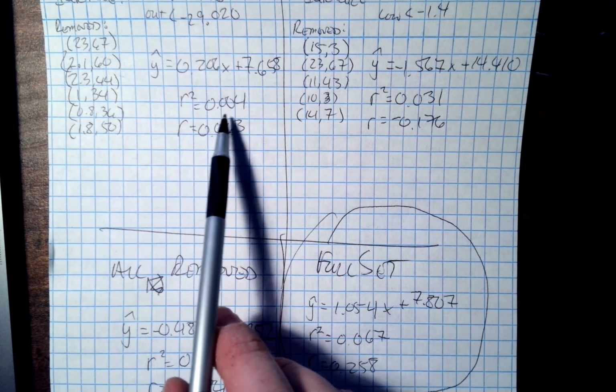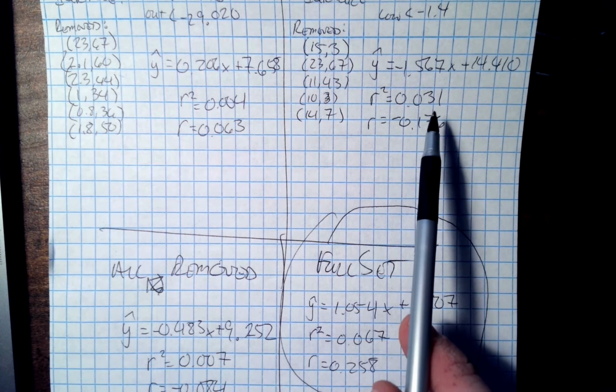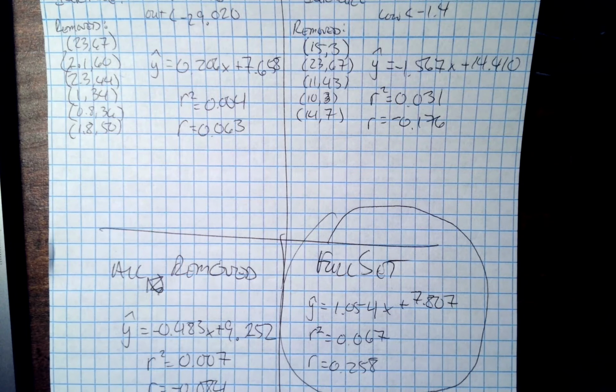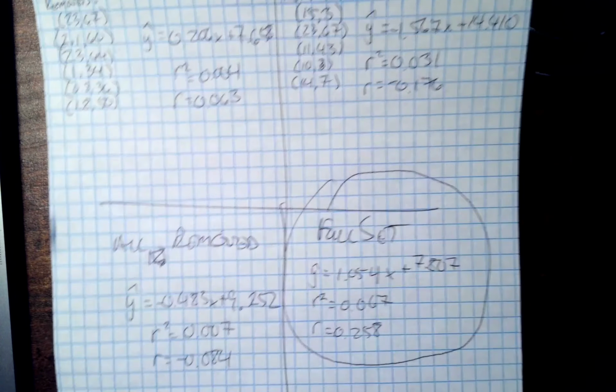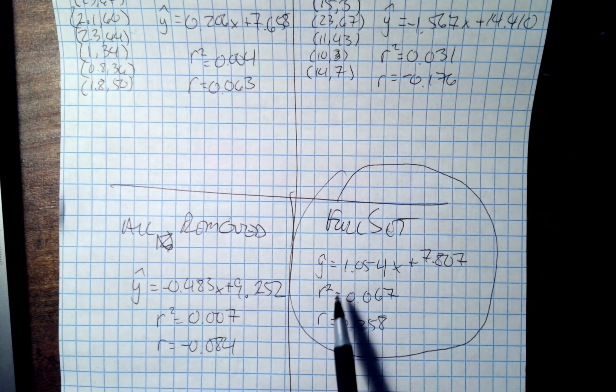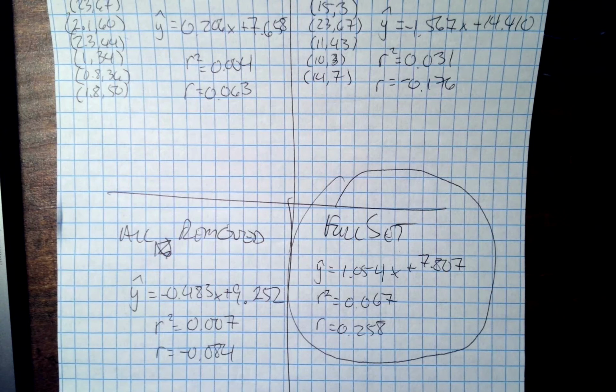And again, 0.0004, not very good. 0.03, 3% accurate, not very good. 0.0007, or 0.7% accurate. 6.7% accurate is not very accurate, but that's what we've got for right now, and that means that our full set is ultimately going to be our best bet.